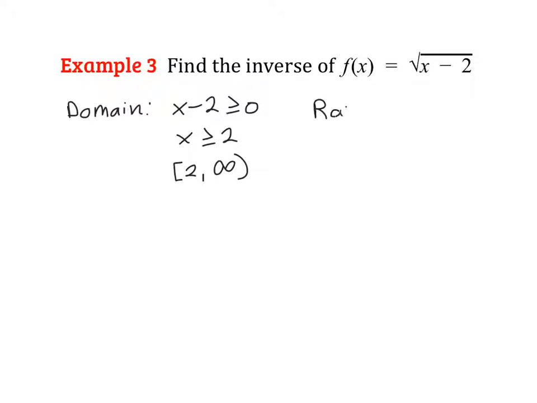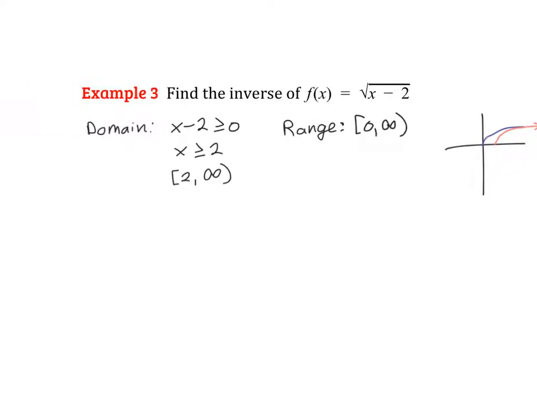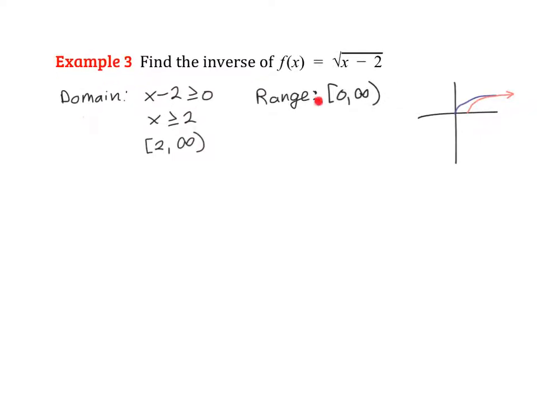For our range, it might help to sketch a picture of this graph. If you look at what this square root function looks like, we know that the parent function of square root looks something like this. This graph is shifted to the right 2, so you get something like this. So you can see that our range is going to be everything 0 and above. So our range is 0 to infinity. So it helps to define the domain and range of your original function before you find the inverse. So when you have your inverse, you just swap them.